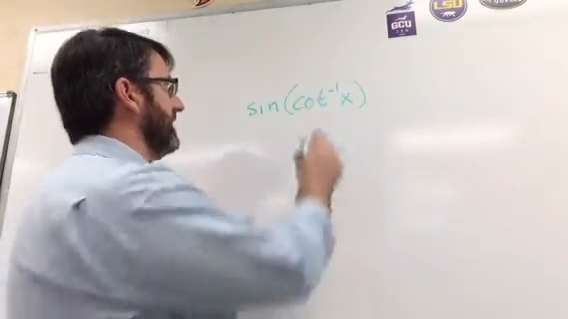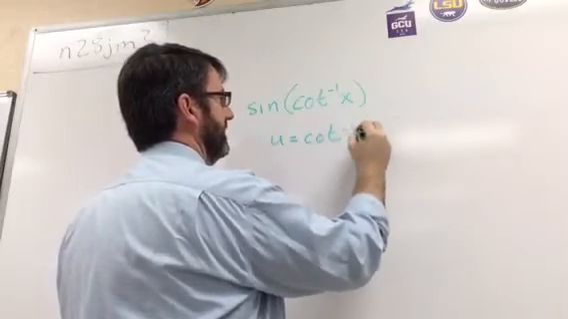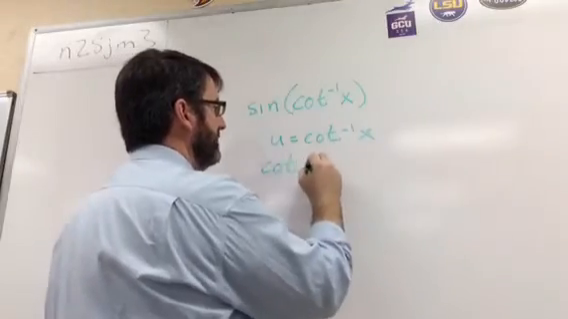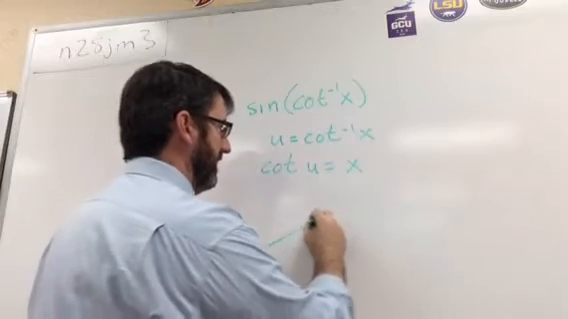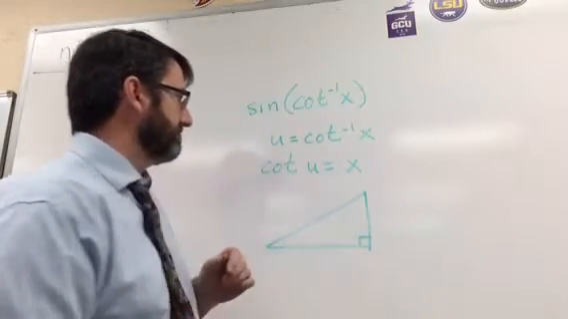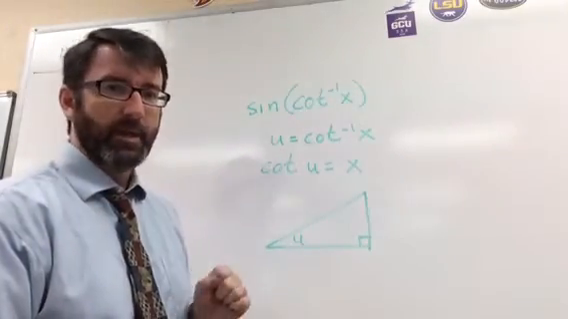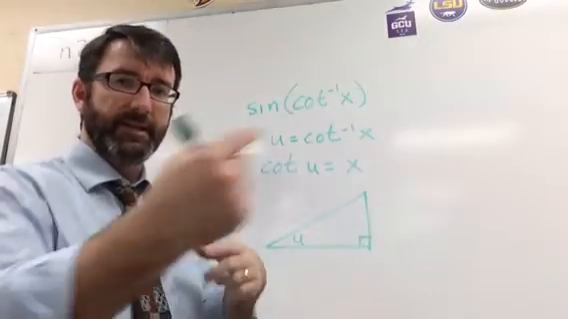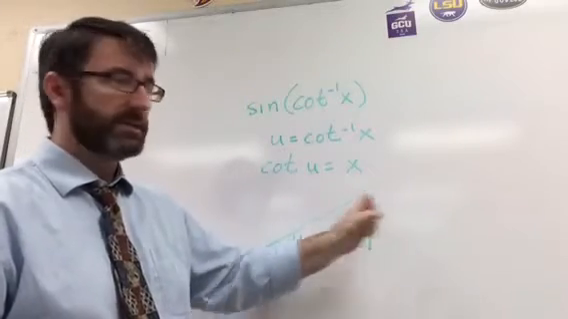So let's start by setting all of this equal to u. u equals the inverse cotangent of x, which means that the cotangent of u is equal to x. And then we can draw our little triangle, and we'll make this angle u. And the cotangent, remember, is the reciprocal of the tangent. Tangent is opposite over adjacent. So cotangent is adjacent over opposite.